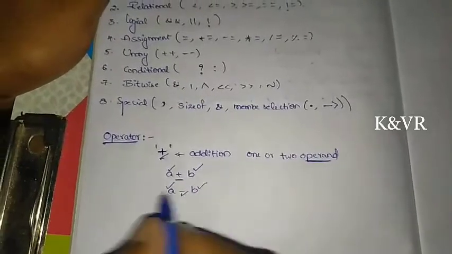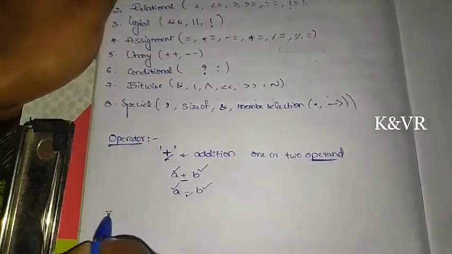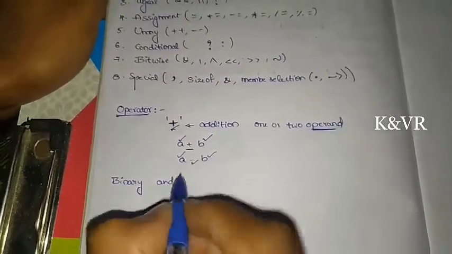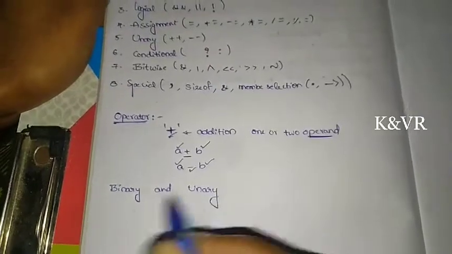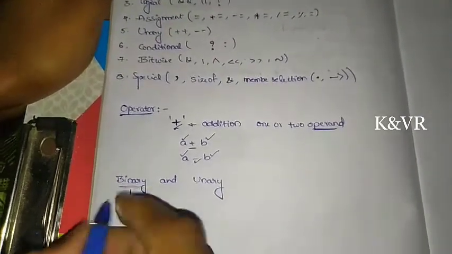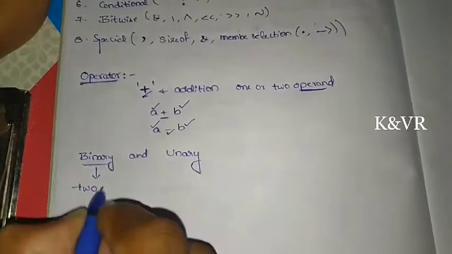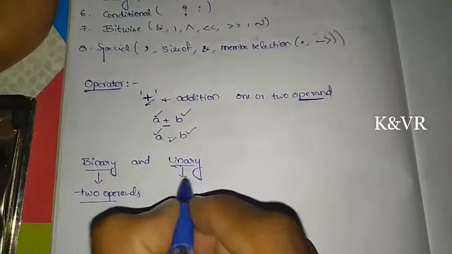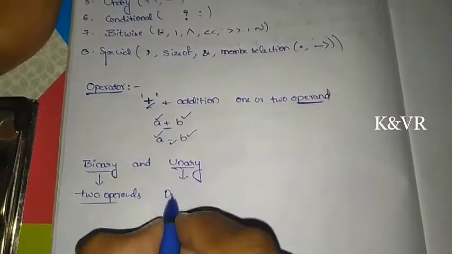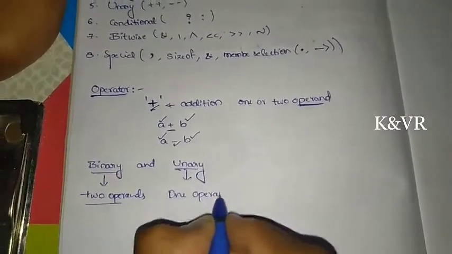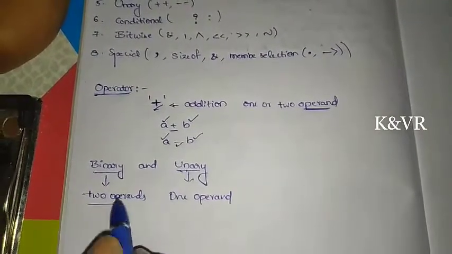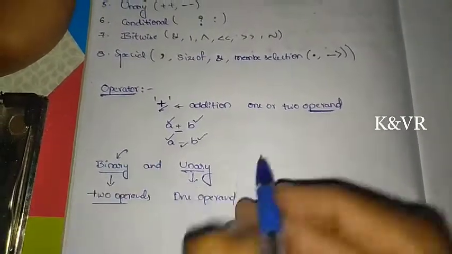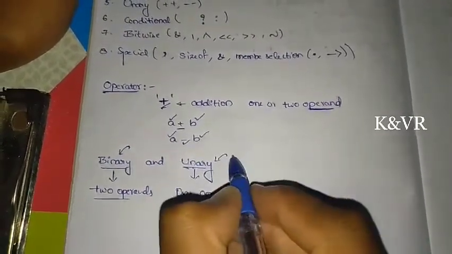In this way there are two types of operators, binary and unary. Binary means where there are two operands. Unary means we have only one operand. The operators we use for binary are called binary operators and the ones we use for unary are called unary operators.